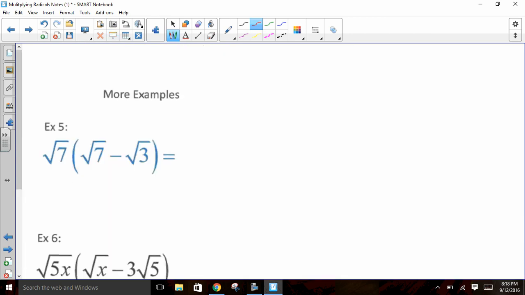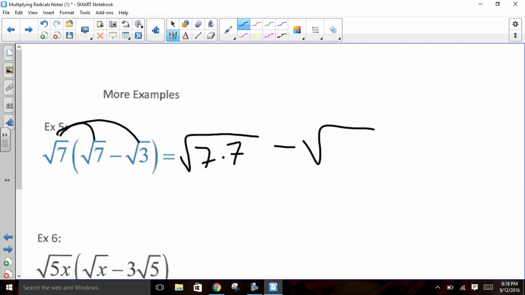All right. Let's go ahead and work some of these through together. So step number 1, we're going to distribute. I have square root times square root, which means I'm going to have the square root of 7 times 7. Again, I have square root times square root, so I have minus 7 times 3. Notice I'm kind of doing that all in one step. Seeing those first 4, I'm hoping we can recognize we can start doing those. We don't have to do all of those steps out.